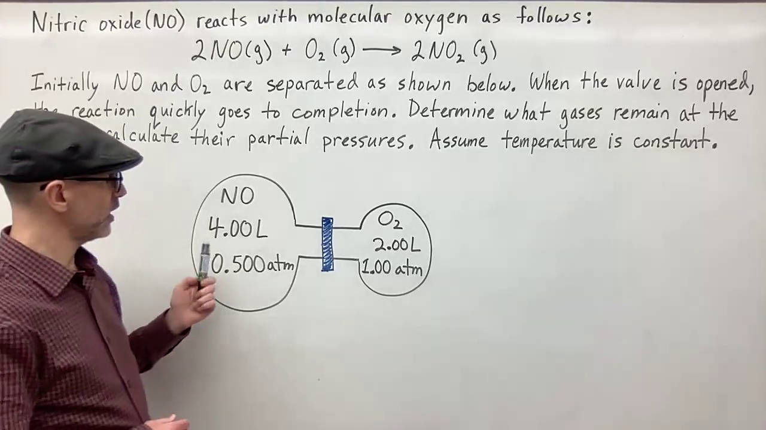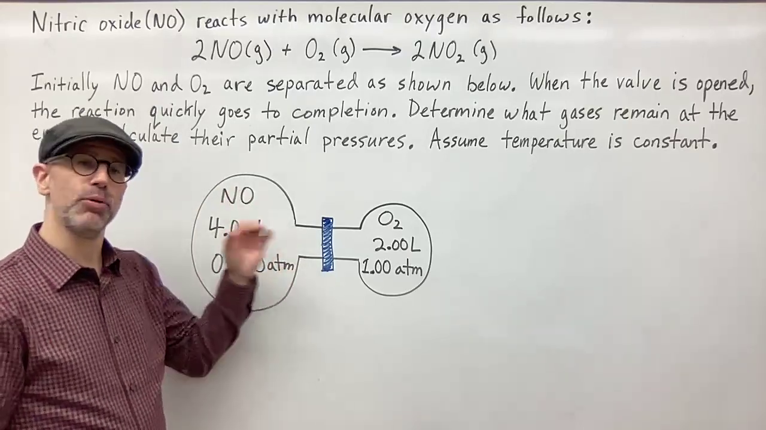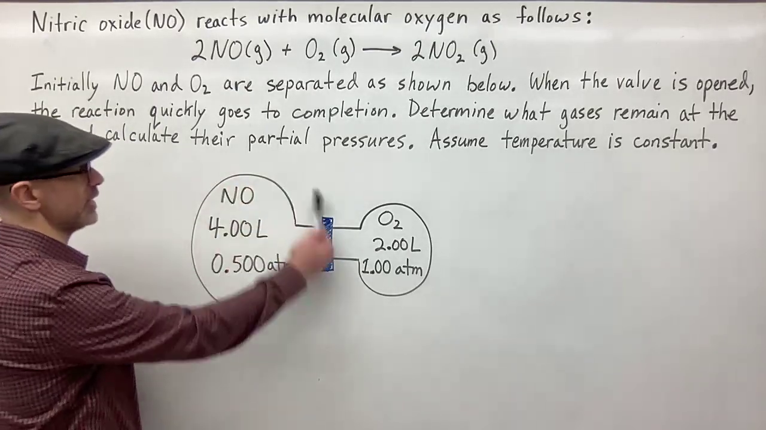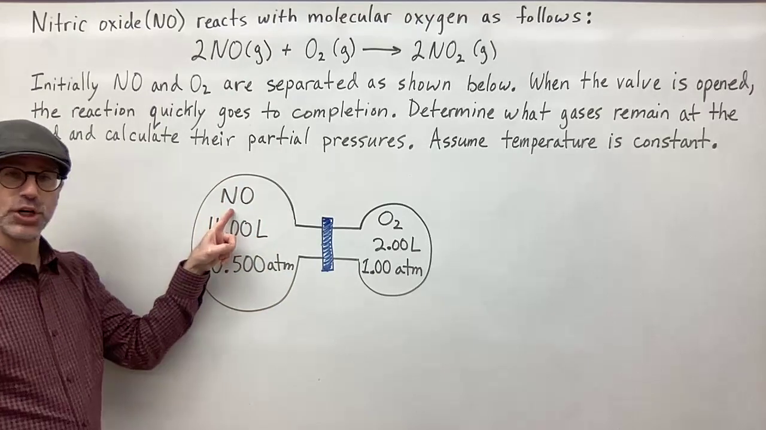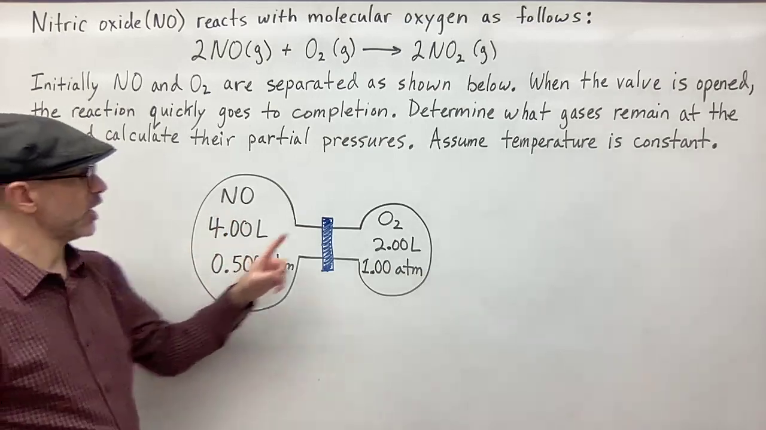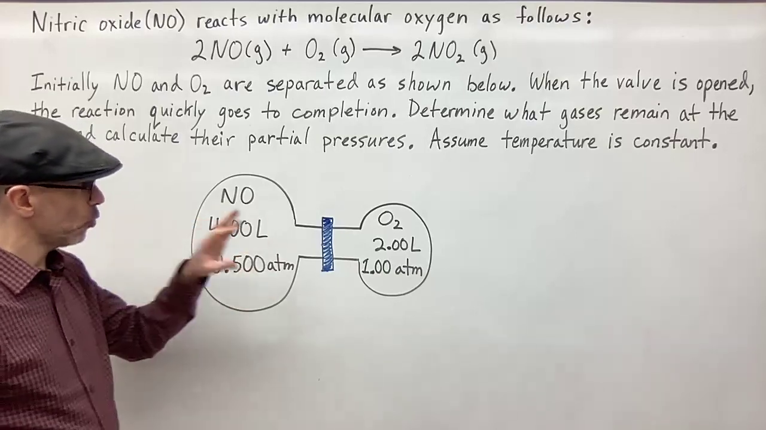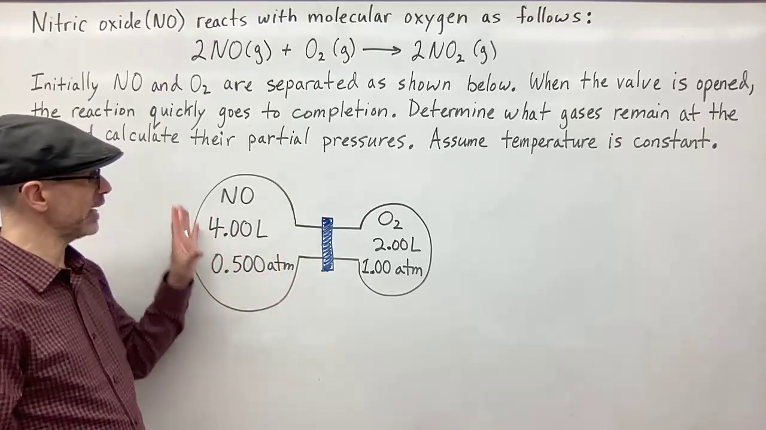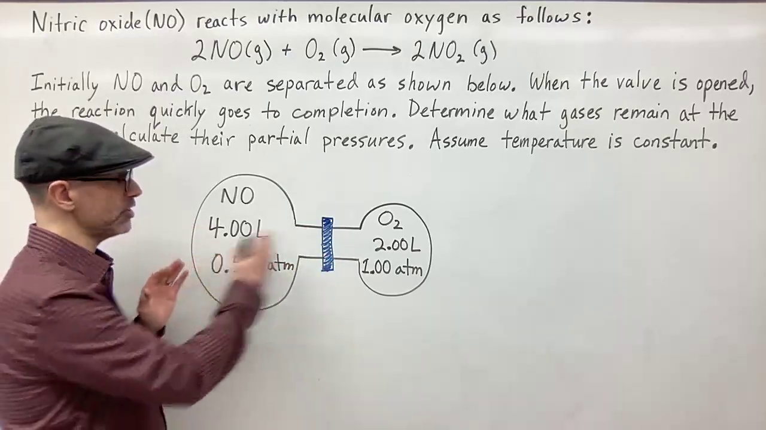So what we're going to do is start by labeling everything, pulling everything out of the problem. So here, pretty much everything's here. Before the reaction goes, we have the pressure of NO and the volume, and here we have the pressure of O2 and the volume. So when I open this valve, that's going to change the volume, because now both gases are going to be able to spread evenly throughout both sides of the flask.